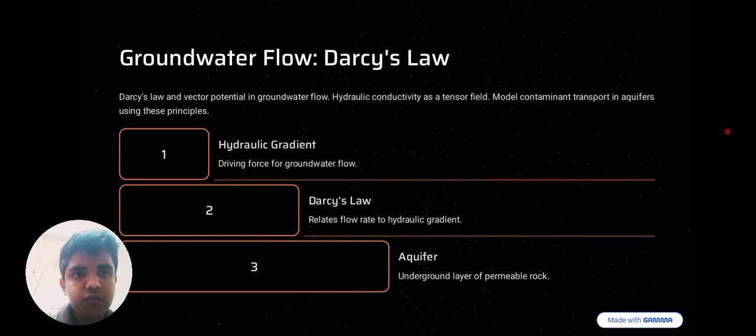Next is the groundwater flow. Darcy's law and vector potential in groundwater flow. Hydraulic conductivity as a tensor field. Model contaminant transport in aquifers using these principles. First one is the hydraulic gradient, driving force for groundwater flow. Second one is Darcy's law, relates flow rate to hydraulic gradient. Third one is the aquifer, underground layer of permeable rock.